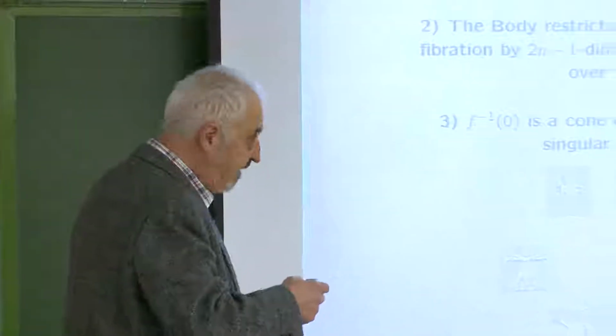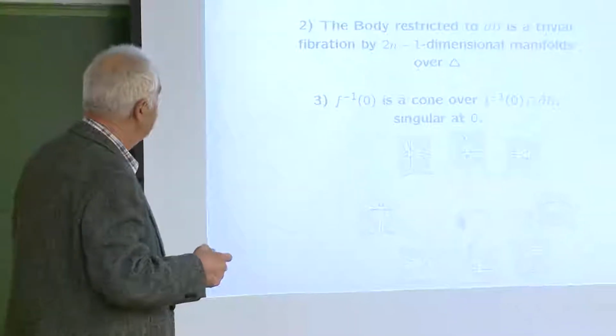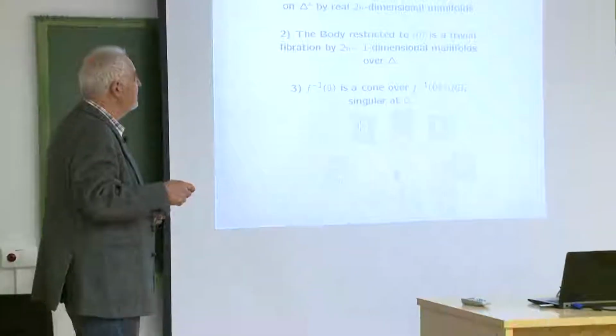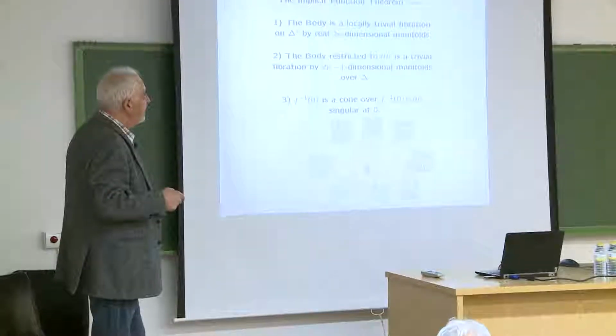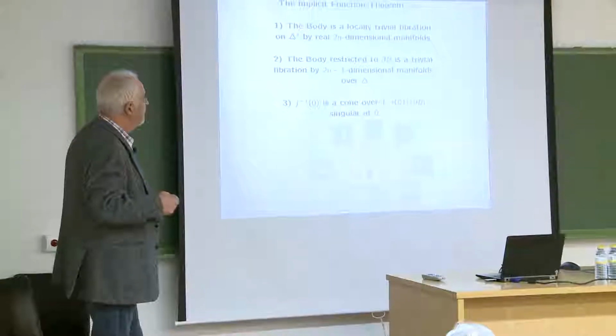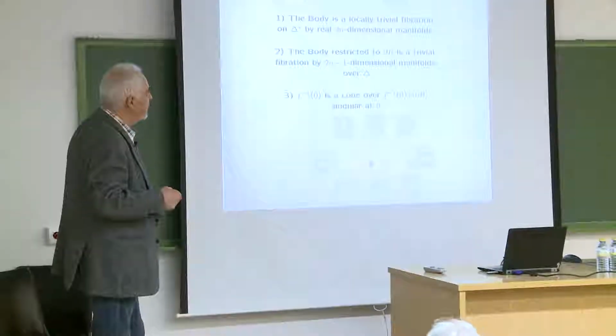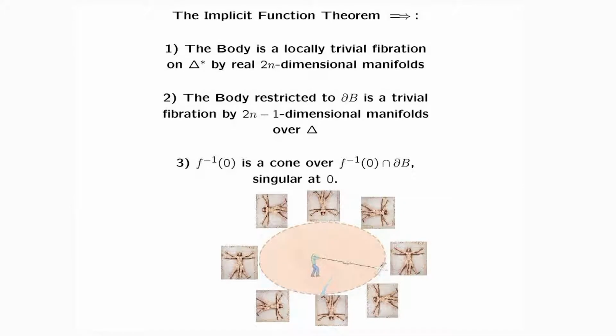So the implicit function theorem that we learned in school and that we teach tells us the following information. So the body is a locally trivial fibration over the punctured disk by real 2n-dimensional manifolds. We are in C^(n+2). So the fibers are 2n-dimensional real manifolds, complex manifolds of dimension n. The body restricted to the boundary of B is a trivial fibration by 2n minus 1 dimensional manifold, so it's just a product.